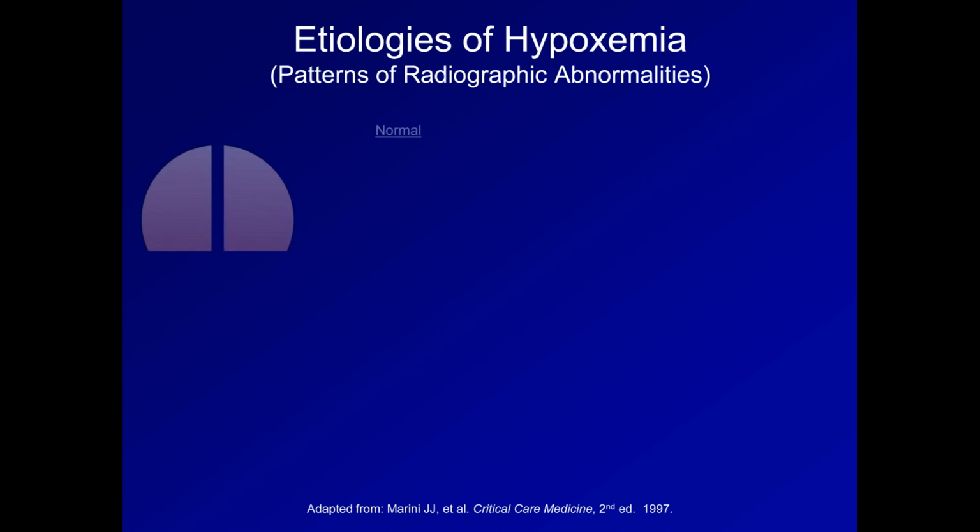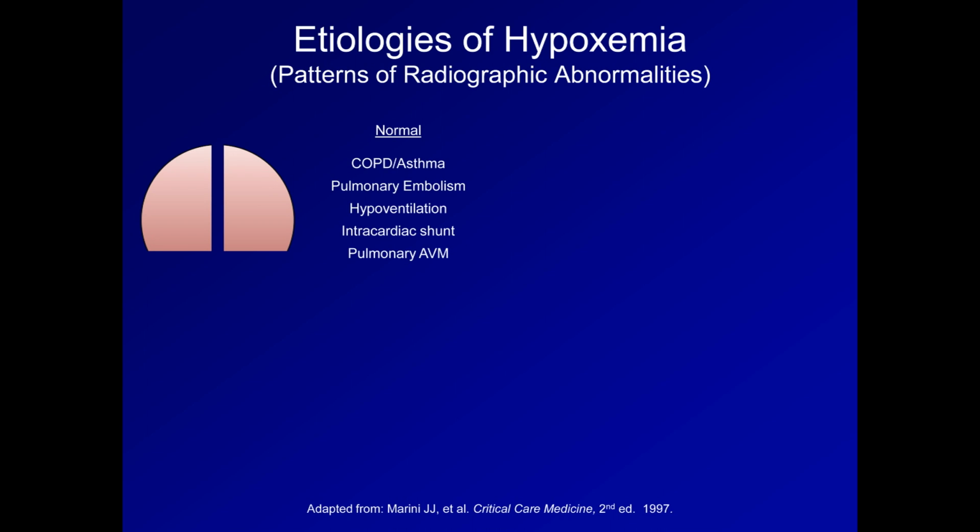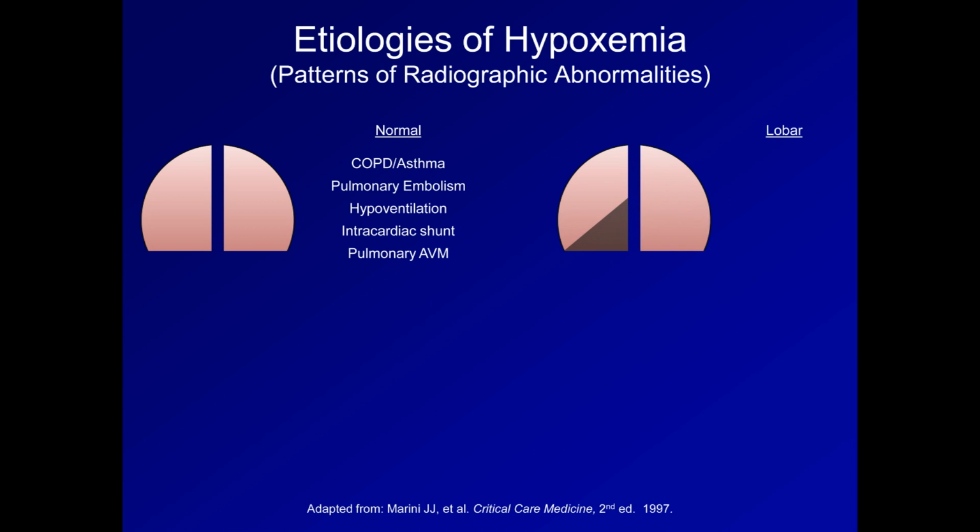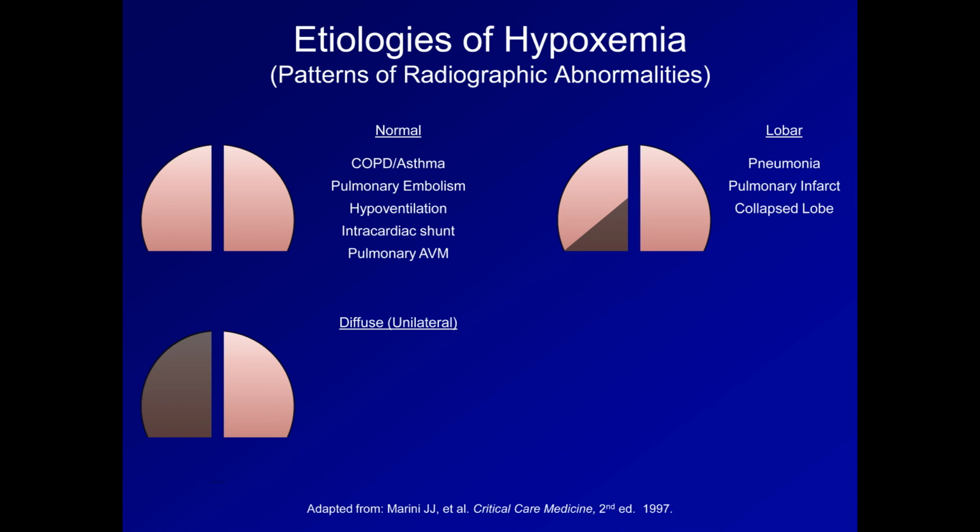First, the lungs on chest x-ray could appear completely normal. This is what one might expect from a COPD or asthma exacerbation, pulmonary embolism, hypoventilation, intracardiac shunt, or pulmonary AVM. Next, the lungs could have a single lobe that appears abnormal. This most obviously suggests pneumonia, but could also be seen with a pulmonary infarct or collapsed lobe.